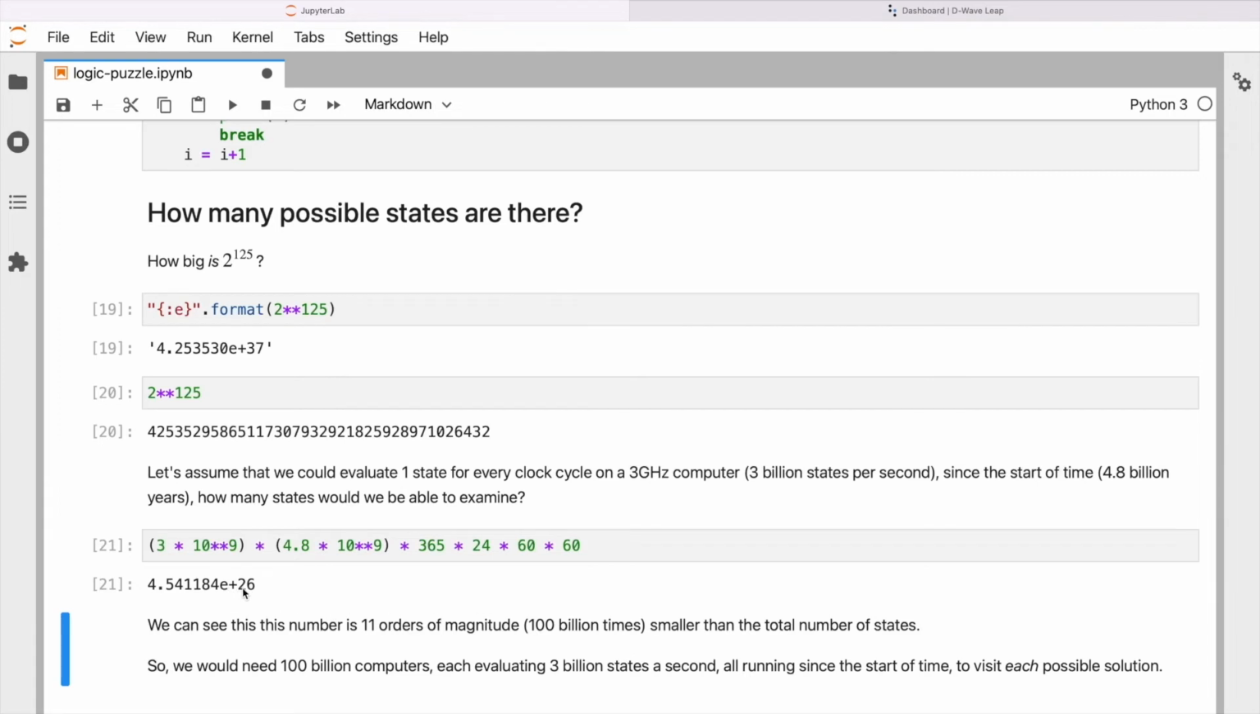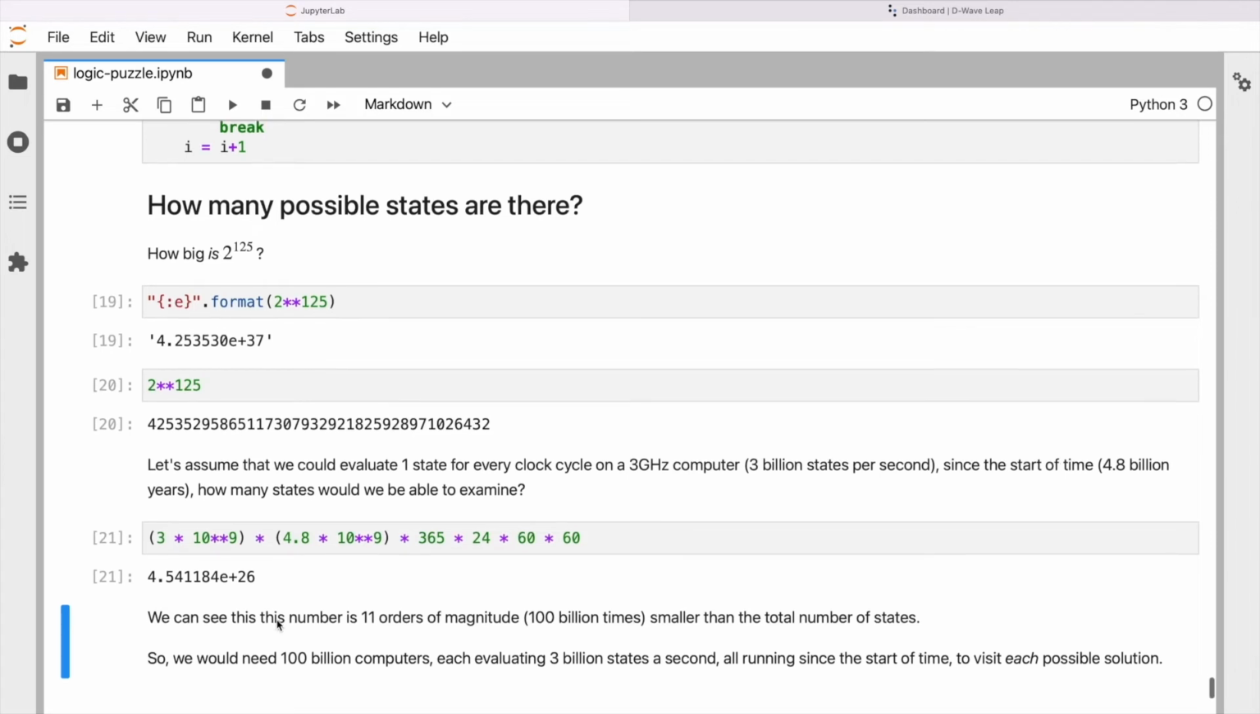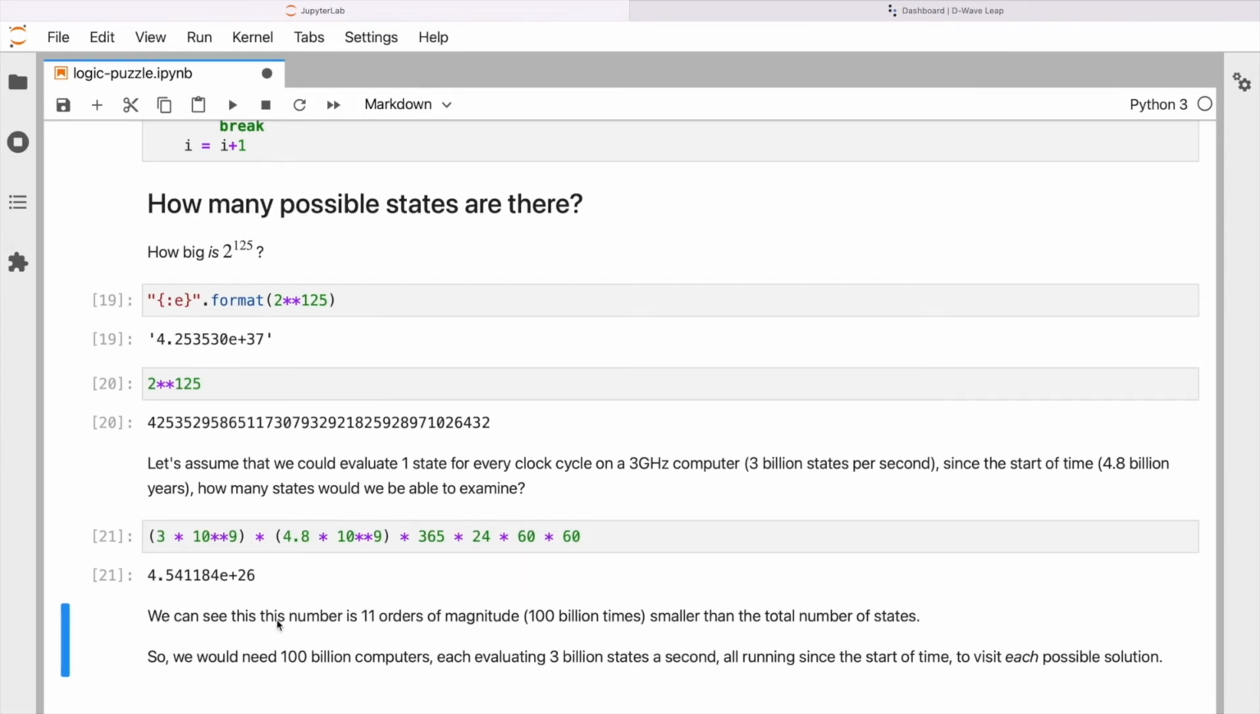Now this number, 4.5 times 10 to the 26, is 11 orders of magnitude smaller than the number of possible states. So that's 100 billion times smaller. So essentially what it would mean is we would need 100 billion of our laptops, each evaluating 3 billion states a second, all running since the start of time, to cover the entire search space here, to look at every possible solution and to make a decision, is it valid or not. Clearly this is completely infeasible and completely impossible. But it gives you a sense that even in a very, very simple problem like this, if we take naive approaches to trying to solve them, they just don't work.